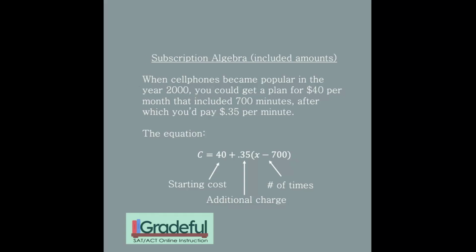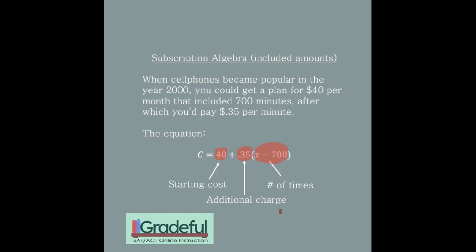When cell phones first became popular around the year 2000, you could get a plan for about $40 per month. That would include 700 minutes. After that, you'd pay 35 cents per minute. So you would pay 40 as your starting cost, then 35 cents. How many times? X minus 700 times. So this function would apply the extra amount just enough times.